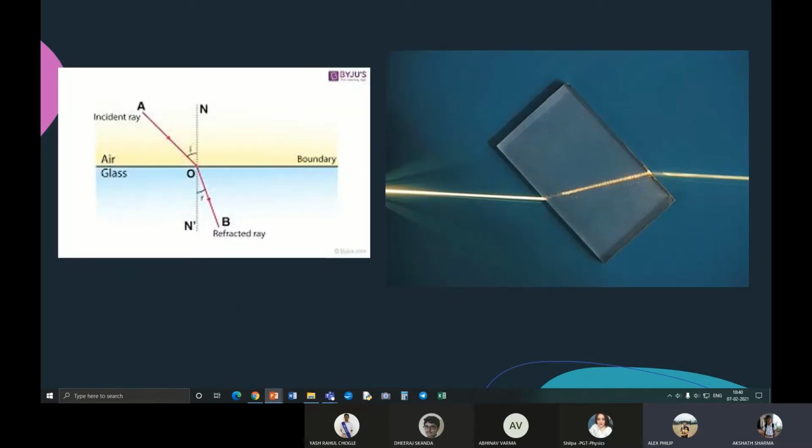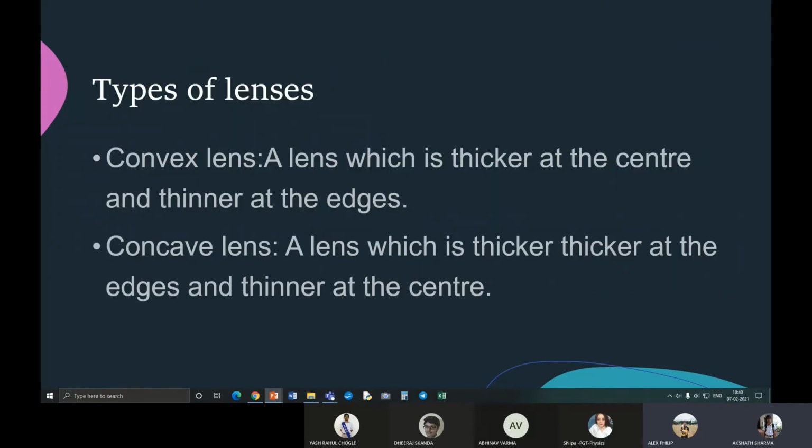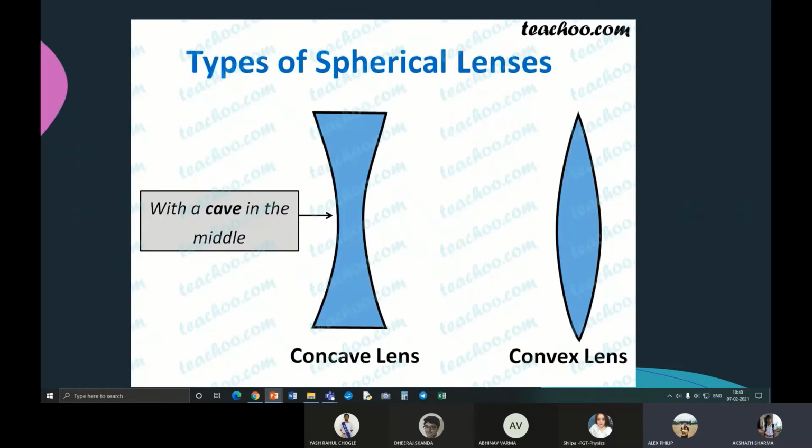So these are some pictures of refraction. Now, types of lenses. A convex lens is a lens which is thicker at the center and thinner at the edges, and a concave lens is a lens which is thicker at the edges and thinner at the center. These are the pictures of concave and convex lenses.